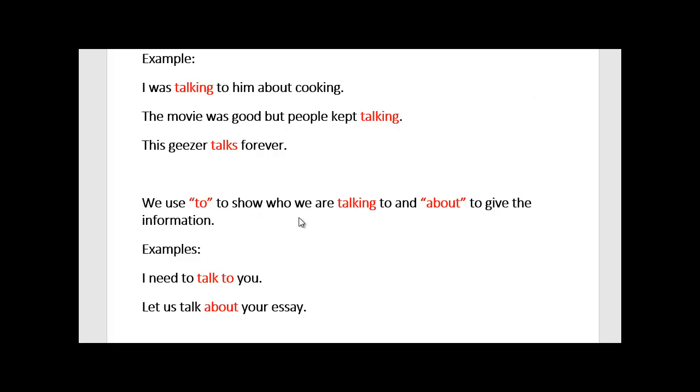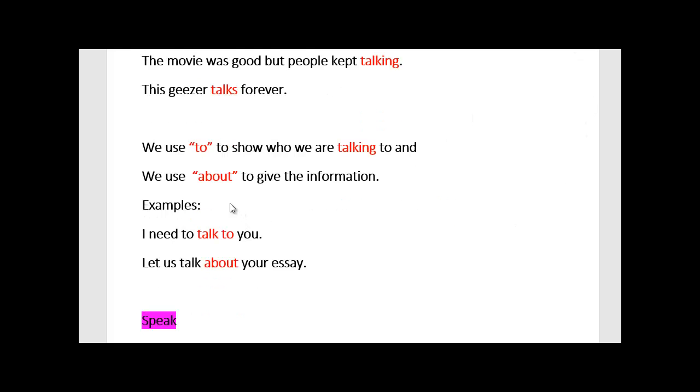We use to to show who we are talking to, talking to someone. And we use about to give the information. So here's an example. I need to talk to you. So that's to whom. Let's talk about your essay. So that's what you're talking about, different from who you're talking to.